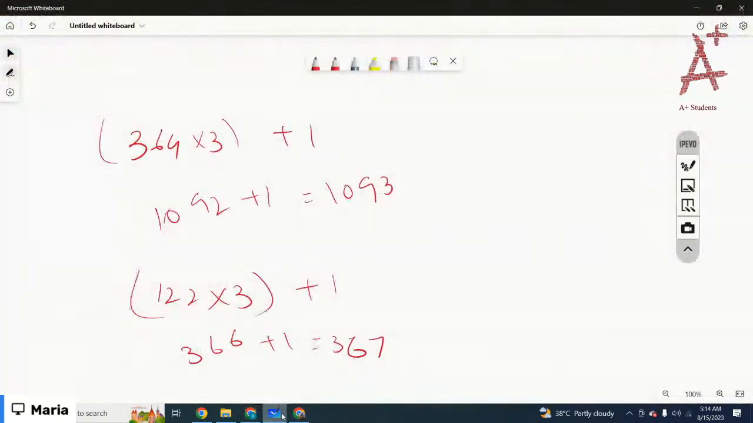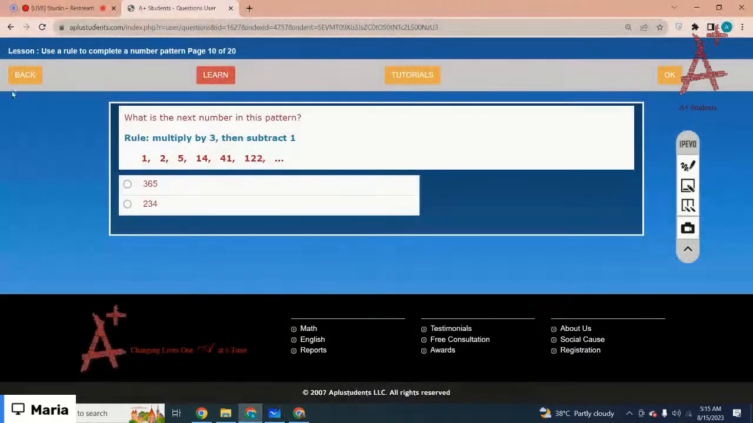You have to subtract 1 and I added, right? Just subtract 1. So it will be 365, not 367, right? Okay. You can complete the rest of the questions from the lesson by yourself. Let me just move on to the next lesson.